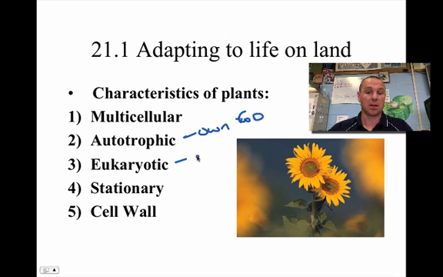They are eukaryotic, which means they have a nucleus. And usually we think of eukaryotic meaning they can be multicellular. They're stationary, they don't move, and then they have a cell wall. Okay, so those are 5 characteristics that you definitely need to know for the test.